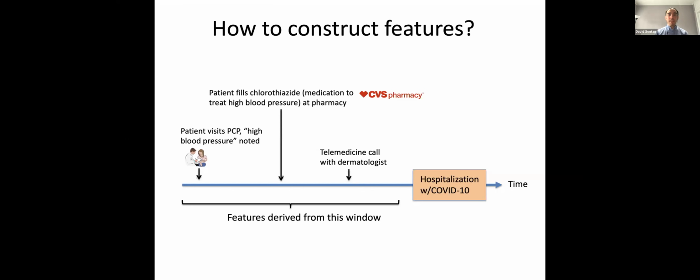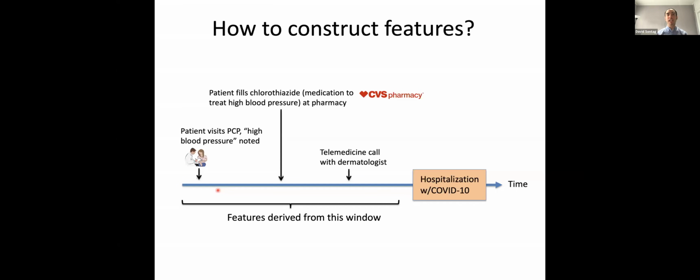So let's now start thinking about how one would try to derive features from this data set. Now, I just said that the labels are going to be derived from that hospitalization. And we're going to be focusing on just patients who have been hospitalized with COVID-19. Let's just say 19, not 10. Well, we could go back in time to pre-hospitalization and look at all of the type of data that would be available to the health insurance company.